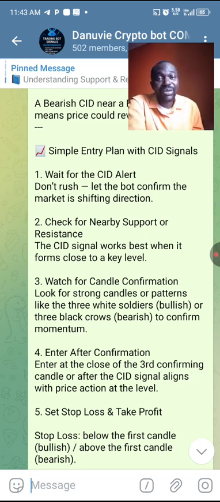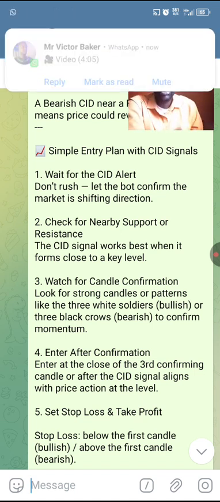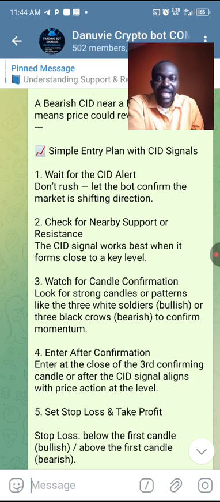The second one is to check for nearby support or resistance. When the bot sends you a signal, these are the things you must do to give you the confidence to enter a trade. That's why it's called the simple entry plan with change direction signal. So check for nearby support or resistance. The change direction signal works best when it forms close to a key level. Exactly, this signal is very accurate when it forms near a key level, whether it's support or resistance.